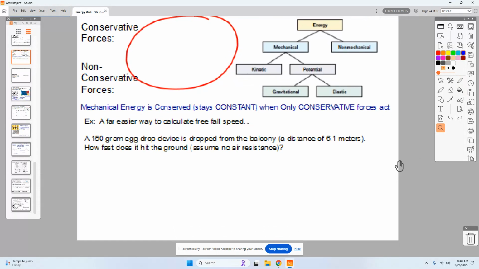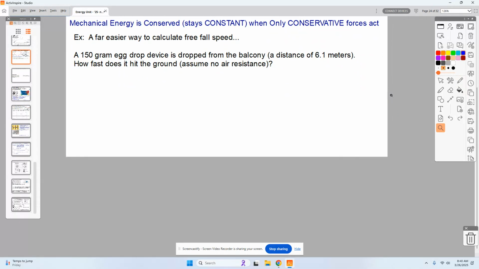We had at least a few groups survive the 6.1 meter drop. Everyone had to calculate the speed of their egg drop device. I'm going to show you that there's a far easier way to calculate impact speed than the way I showed you guys in the first unit. So we're going to do this via energy principles.